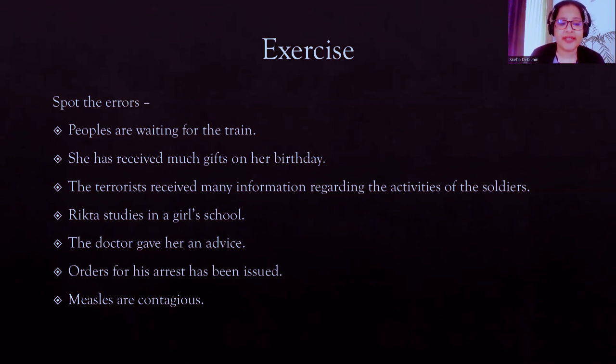"Orders for his arrest has been issued." Oh dear. Orders and has cannot go together. Agreement of the verb with the subject. So orders has to be followed by have. "Orders for his arrest have been issued." "Measles are contagious." Measles, again, it looks like a plural verb, but it's actually treated as singular. So, "Measles is contagious."